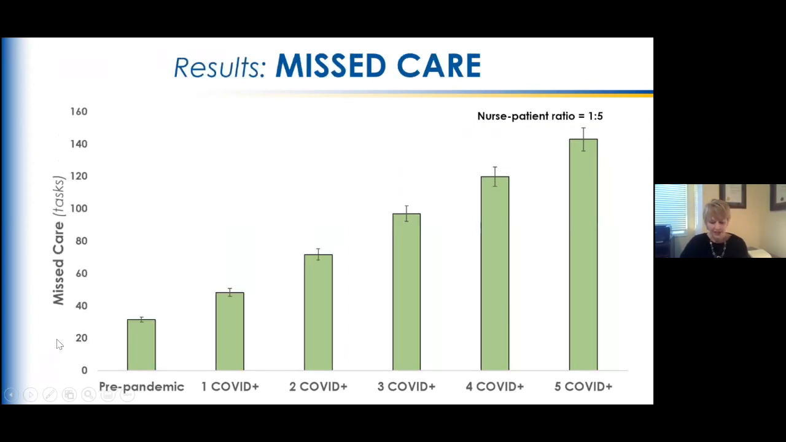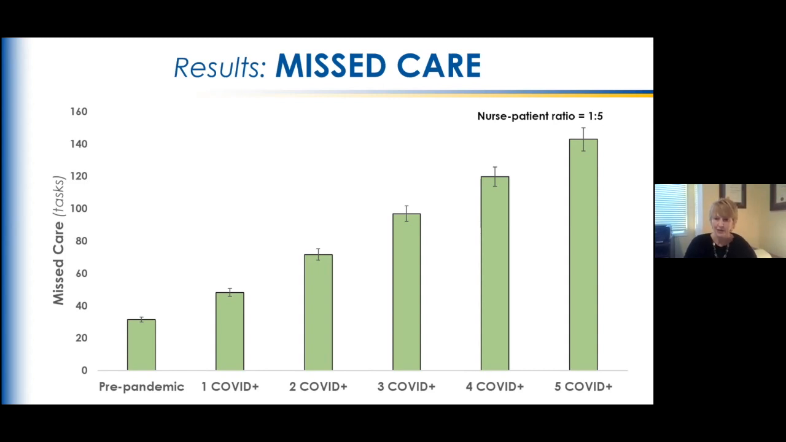In terms of missed care, here we show a range of 48 to 143 care tasks missed when caring for up to 5 COVID positive patients, in comparison to 31 missed care tasks pre-pandemic. So again, missed care, just for definition purposes, referred to the number of care tasks that were not completed before the end of the simulated shift.